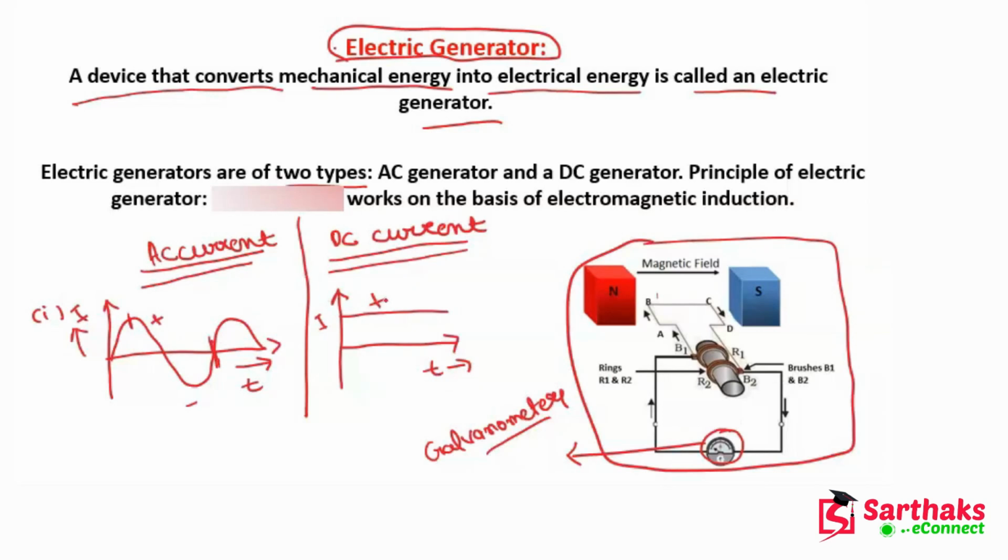Now guys, in this slide we were discussing generators. This is a simple circuit of a generator. Let me introduce you to the components of this circuit. This is the pole of the magnet. Let me change the pen. Okay, this is the north pole, and this is your south pole.